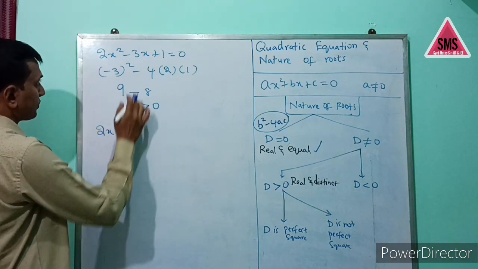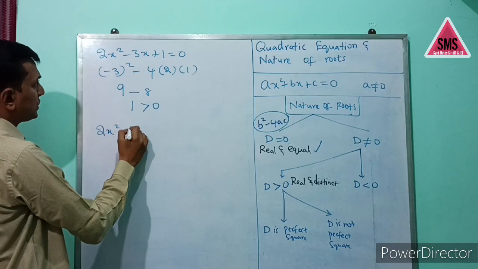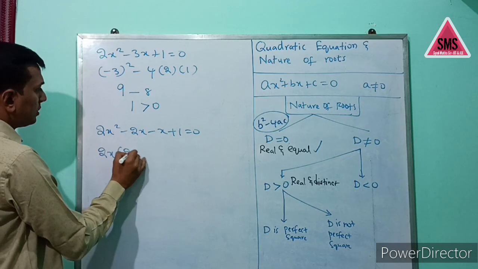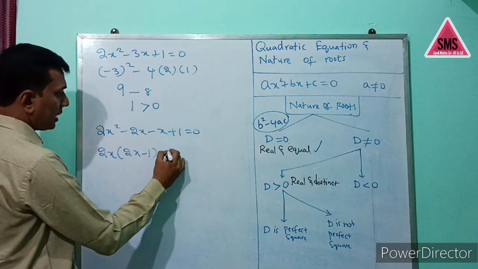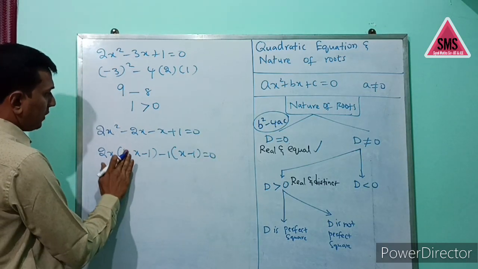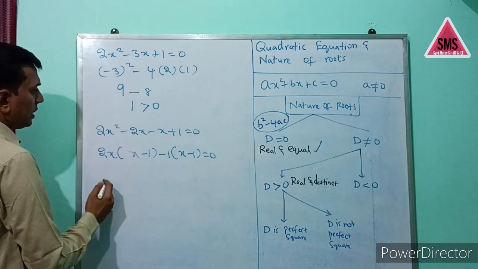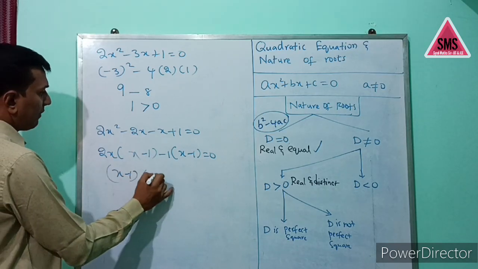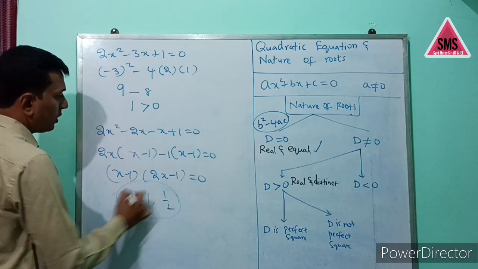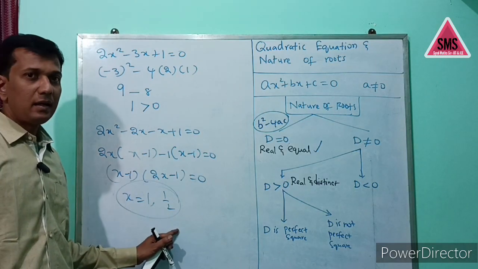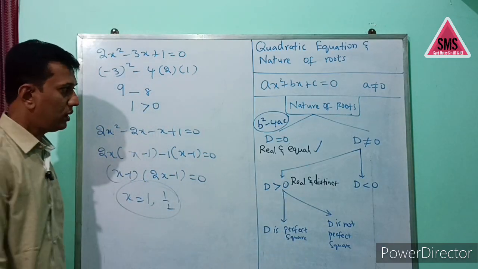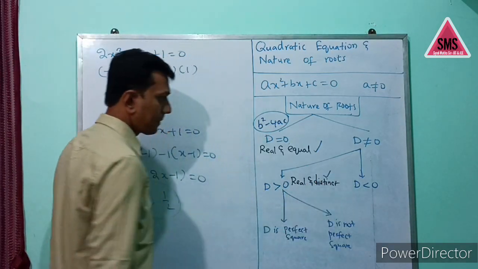So factors of 1 into 2x square, that means 2x square, factors minus 2x and minus x. So 2x is common, 2x minus 1 will be left, again minus 1 common, x minus 1 will be left. If you take x minus 1 common, you will be left with 2x minus 1 equals 0. So x is equal to 1 and x is equal to half. What type of roots did we get here? Real numbers, but they are distinct. So this condition is also checked.